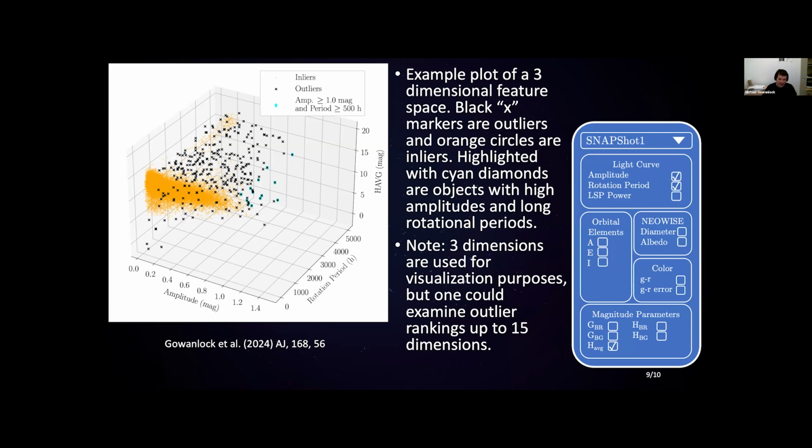Now, of course, this doesn't seem very impressive because it's in 3 dimensions. Anybody can make a plot and just look at those cutoffs. But this goes up to 15 dimensions, and it's very difficult to visualize 15 dimensions on a plot. So you can get outlier rankings for all 15 dimensions.